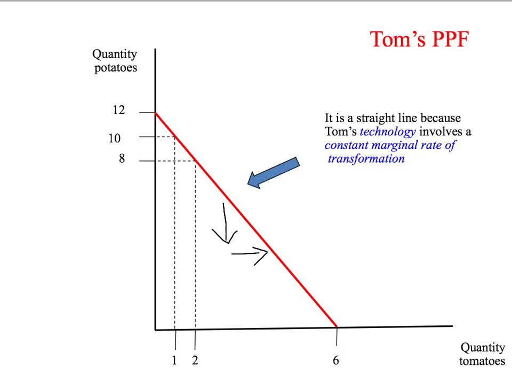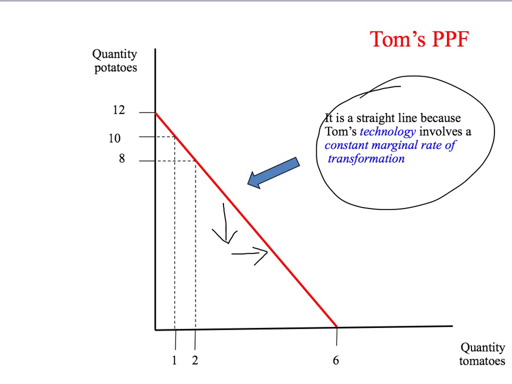This constant marginal opportunity cost is also called a constant marginal rate of transformation for Tom. The rate at which he can transform potatoes into tomatoes or tomatoes into potatoes by changing how he uses his time remains constant. So we say that Tom's technology involves a constant marginal rate of transformation.